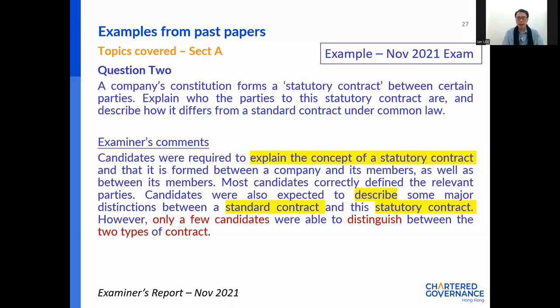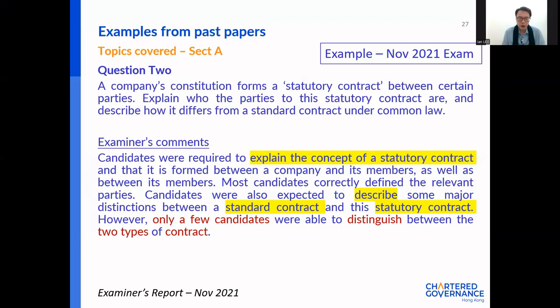So that means when they enter into the articles, once the articles are finalized and they form the company, it is a statutory contract between the company and each member, but it's also a contract between a member and the other members. Okay, so that's an important concept to know. It's binding on all parties, the company and the members, and also the members between each other as well. Most candidates could define the relevant parties. They were also expected to describe some of the major distinctions between a standard contract and a statutory contract. Only a few were able to distinguish between the two types.